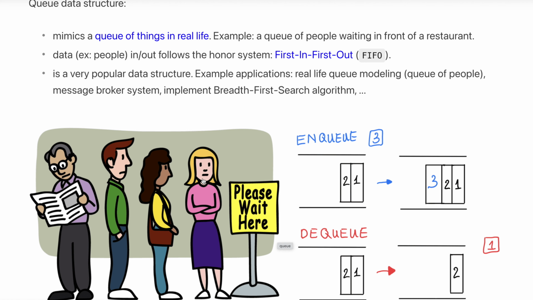Queue data structure is a very simple and easy to understand data structure. It always has two main operations. The first one is enqueue and the second one is dequeue. Enqueue is to put the data element at the end of the queue. In this example, I enqueued 3 and 3 is appended to the end of the queue.